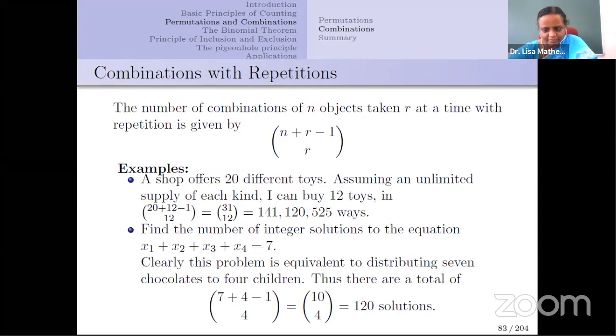Now, this problem is equal to distributing 7 chocolates. Suppose I have 7 chocolates, and I distribute these 7 chocolates to 4 children. That is, I'm going to give x1 chocolates to the first child, x2 to the second child, x3 to the third child, and x4 to the fourth child. And the total should be equal to 7. So when you interpret the problem in this way, this problem is equal to distributing 7 chocolates to 4 children, and hence I have a total of (7 + 4 - 1)C4, or when I simplify that I get 120 solutions.